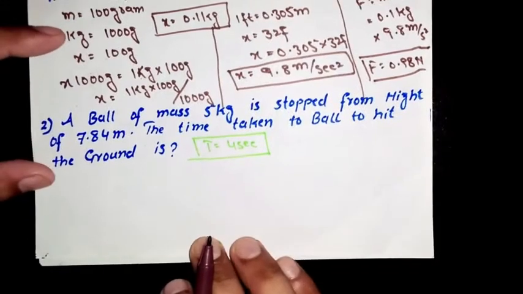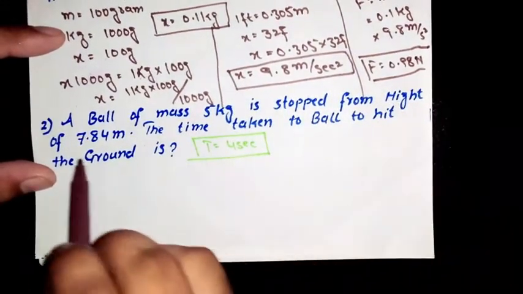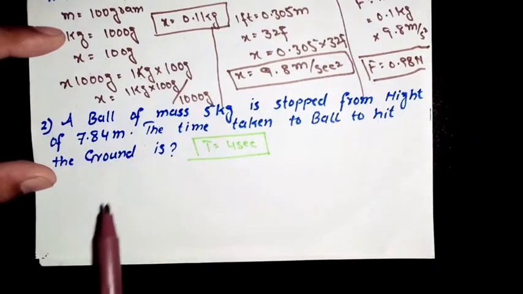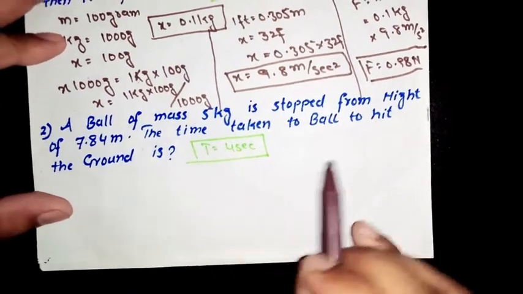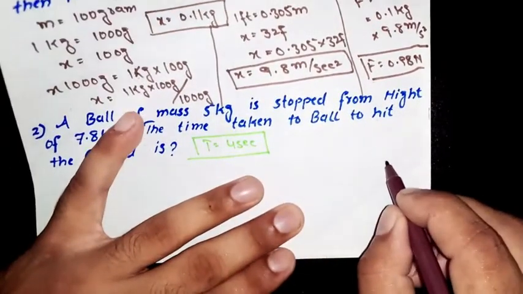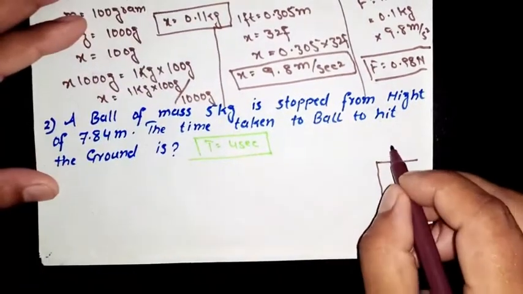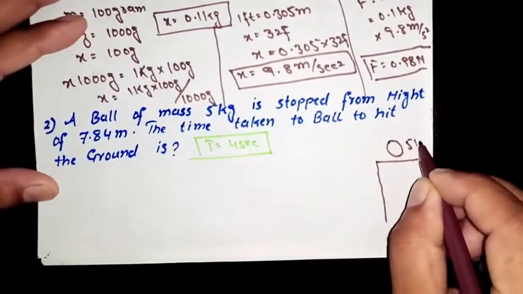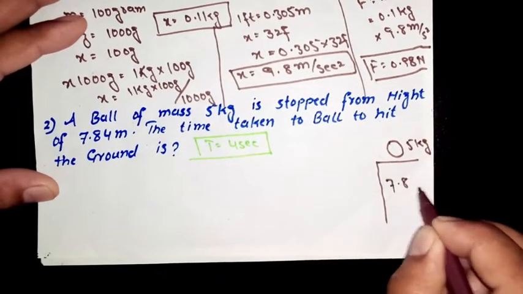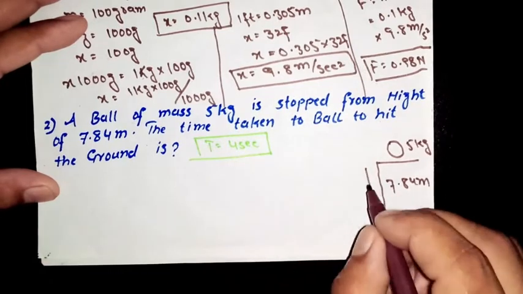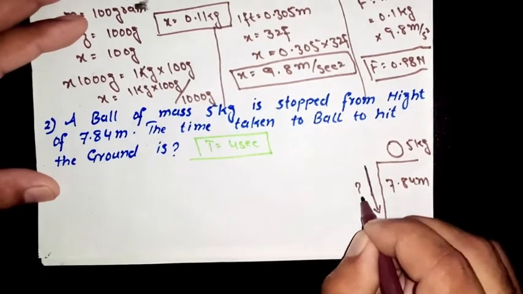The second one is: a ball of mass 5 kg is dropped from a height of 7.84 meter. The time taken by the ball to hit the ground is. This is some height, and this is a ball of 5 kg mass, and the height given is 7.84 meter. So how much time is required for the ball to hit the ground? We need to find it.